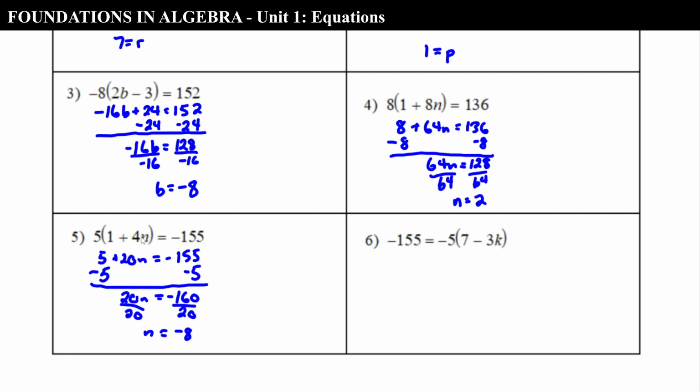And then finally, number 6, the distributing is going to happen on this side. Negative 5 times positive 7 is negative 35. Negative 5 times negative 3 gives us positive 15k, because negative times a negative is a positive. We're going to add 35 to each side. So we get negative 120 equals 15k. And we divide each side by 15. And we're going to get negative 8 equals k. So there's all of those examples for you.